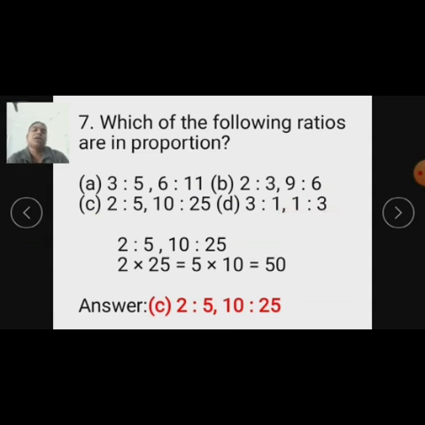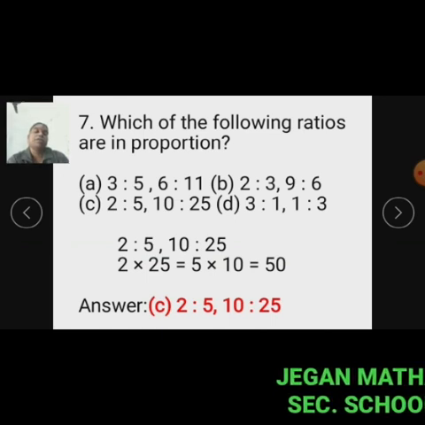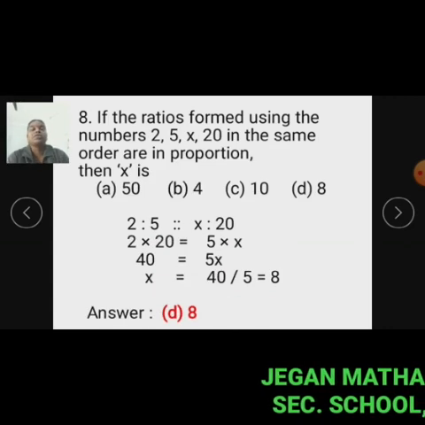The answer is option C 2:5 and 10:25. Here the product of extremes equal to 2 into 25 equal to 50 and the product of means equal to 5 into 10 equal to 50. So the product of extremes equal to product of means equal to 50. So the answer is option C 2:5 and 10:25.